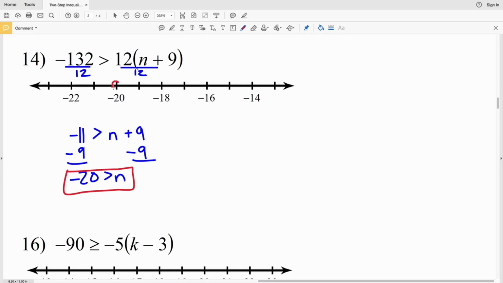So we're going to find and circle the negative 20, not filling it in, and since negative 20 is the maximum value, we're going to shade in everything to the left.